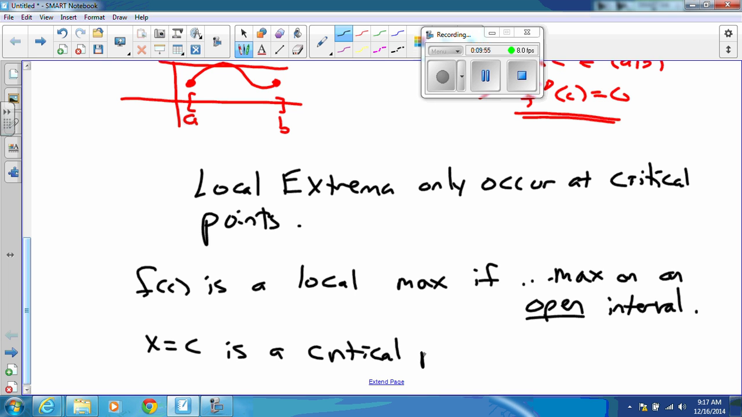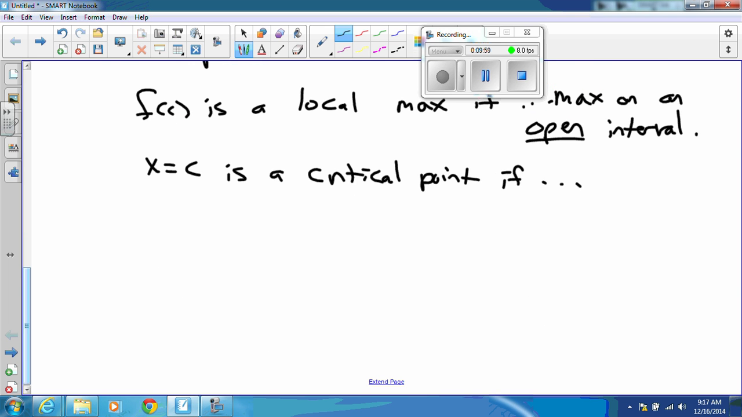x equals c is a critical point if f prime of c equals zero, or if f prime of c does not exist. And these are critical points of the first kind and of the second kind respectively.